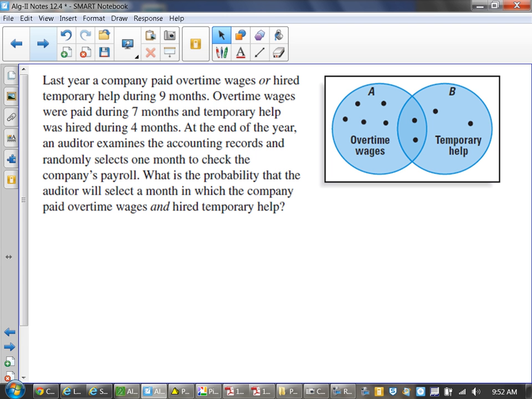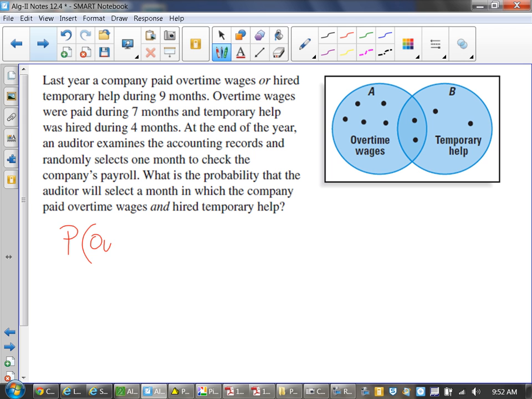So right off the bat, we're looking at working with the second one, the non-mutually exclusive. Everybody see that? Because they're asking us to find the and part. Where was that overlap? We're trying to figure out the overlap. So in this case, they're giving you some information. We know that the probability of the overtime or the temp help happened in 9 out of 12 months. Told you that right there.